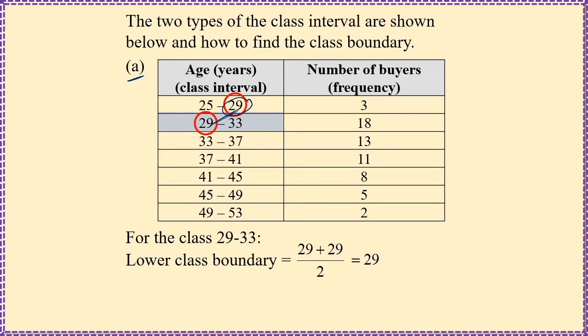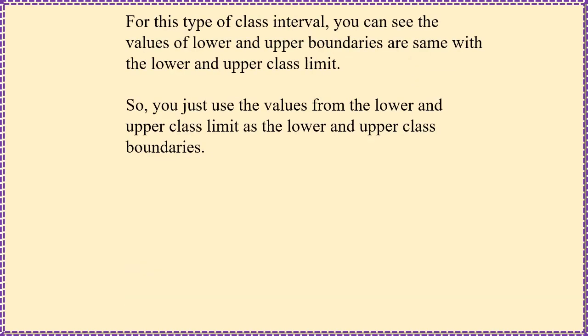So for this case, we have the class limit the same as the class boundary. For the upper class boundary, it should be the upper class limit of 33 plus the lower class limit of the next class, which is also 33. Divide by 2, it will be 33 also. For this type of class interval, you can see the values of the lower and upper boundaries are the same as the lower and upper class limits. So you can just use the limits as the class boundaries, because it's the same.